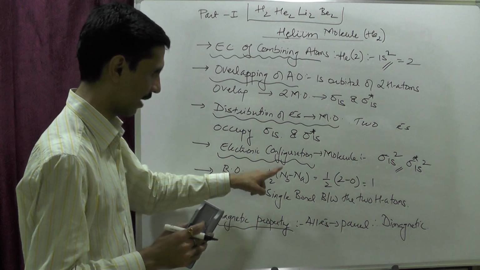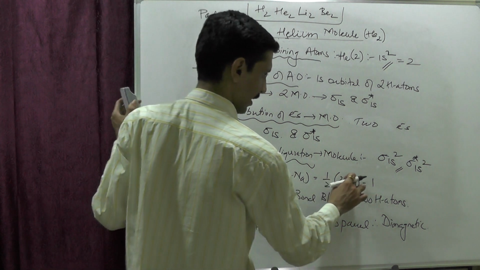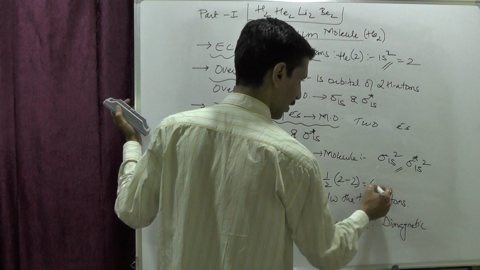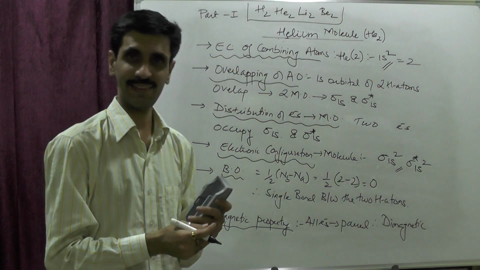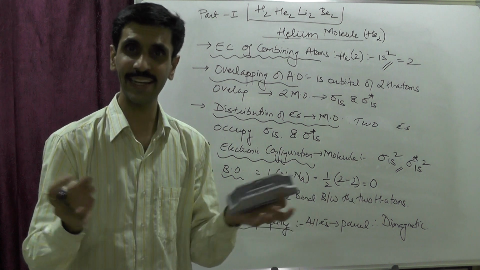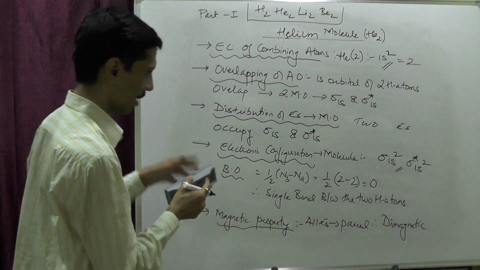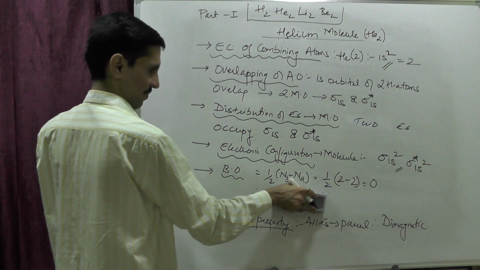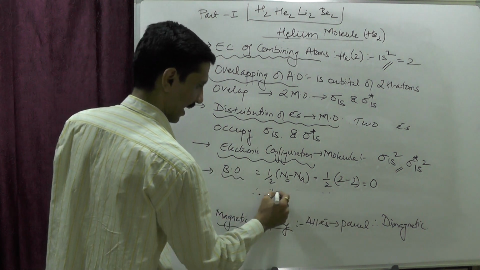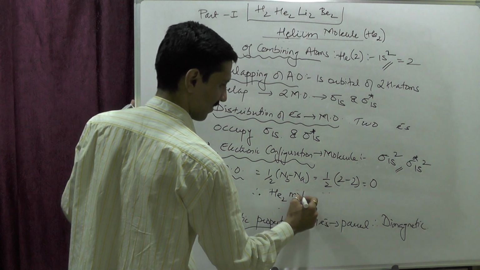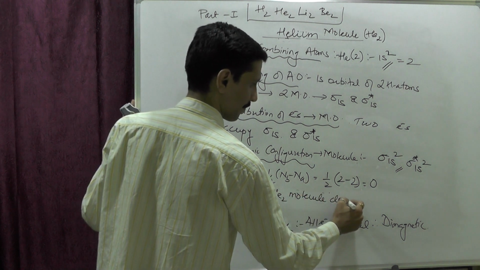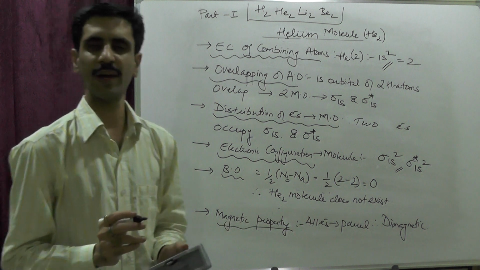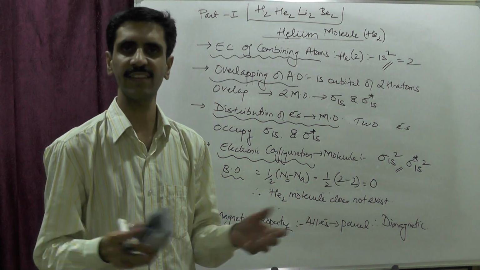बॉन्ड ऑर्डर हाफ इंटू Nb माइनस Na इज इक्वल टू हाफ इंटू 2 माइनस, अब ये 2 इलेक्ट्रॉन्स एंटी बॉन्डिंग में गया है, so 2 minus 2, so it gives you what? 0. The bond order is 0, my dear friends. A bond order 0 है मतलब bond ही नहीं है. Bond नहीं है तो there is no molecule, and therefore now what am I going to write down is therefore He2 molecule does not exist. Okay, He2 molecule does not exist because the bond order is 0.